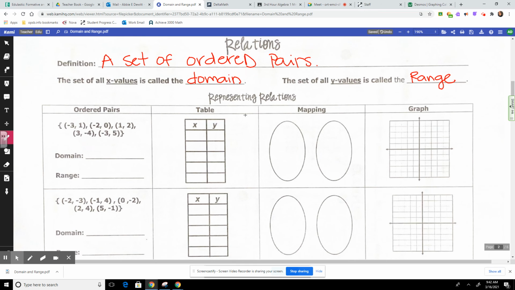And the little hint that I gave you all at the beginning of the year, what comes first in the alphabet? X or Y? X does. What comes first in the alphabet? D or R? D does. So X and D, X and domain go together, and Y and R, Y and range go together. Okay, that's a quick, easy thing to remember. My X and D comes first in the alphabet before Y and R. Okay, that's just a little silly Miss DeWitt trick.